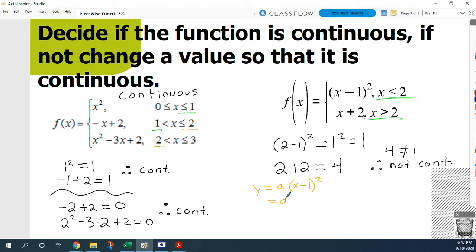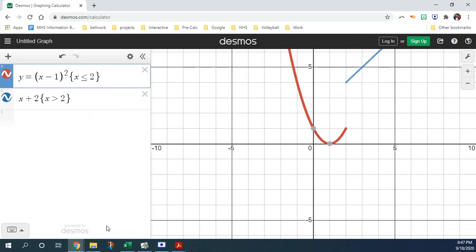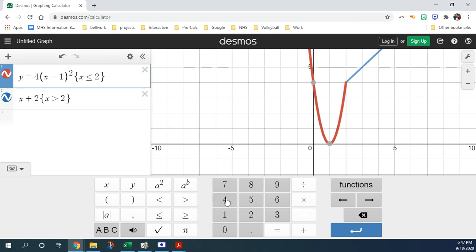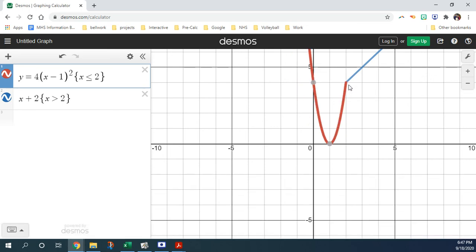So I know that I want to plug in my 2 value still. And when I plug that 2 value in, I need to get out 4, because I need it to line up with that second piece. And so if I simplify now, 2 minus 1 gives me 1. 1 squared is 1, and then I just get a. So notice, then I would put a 4 in my equation. And that's going to make them line up. And if you don't believe me, let's go ahead and verify that if I put that 4 there, look, it's magic. They do line up now at that point.